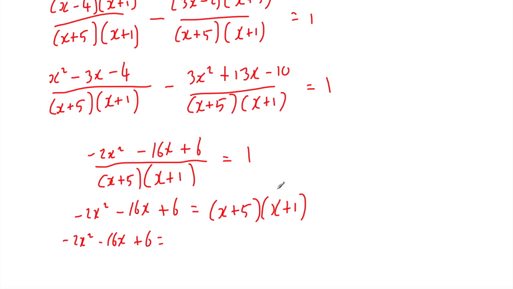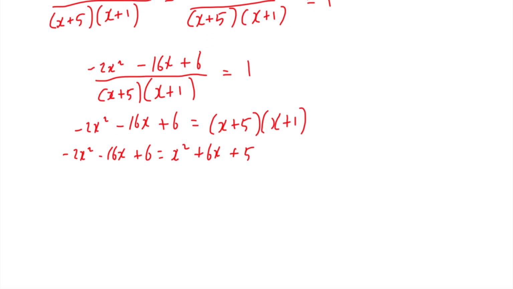And then on the right-hand side, if we expand the brackets here, x times x is x squared. X times 1 is x, or 1x, and 5 times x would be 5x. Add them together would be 6x. And then 5 times 1 is plus 5. Okay, so we've now got this. We just need to bring everything over to one side.